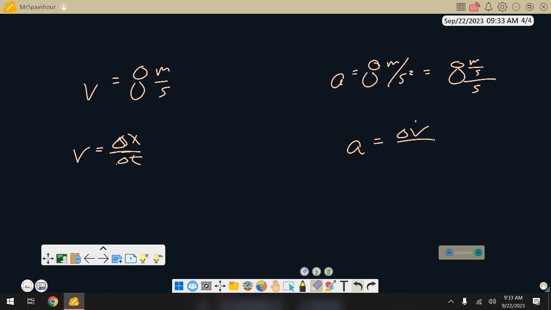All right, so somebody tell me. You guys have been answering a lot, and I appreciate that. Let's get the answer from over here. What does that 8 meters per second squared mean?